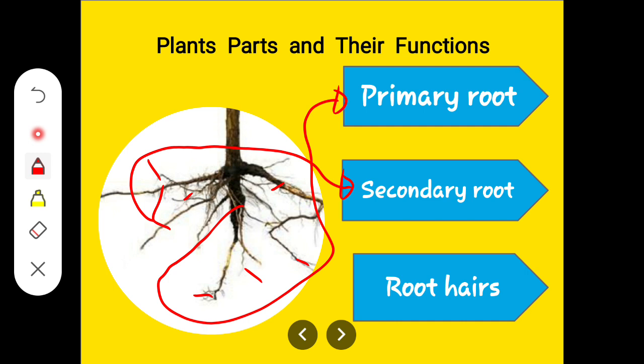Okay, so kung makikita nyo naman po, root hairs grow from the secondary roots. Okay, so yung root hairs tumutubo siya sa secondary roots. They are very fine roots. Root hairs are a large number of small, fuzzy hair-like cell extensions in the growing portion of the roots near the tips. Okay, so para talaga siyang buhok.